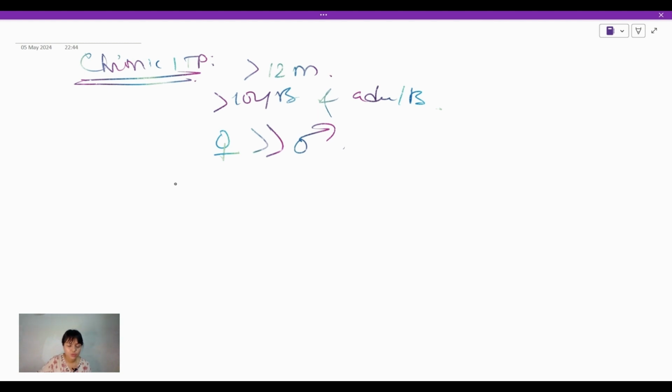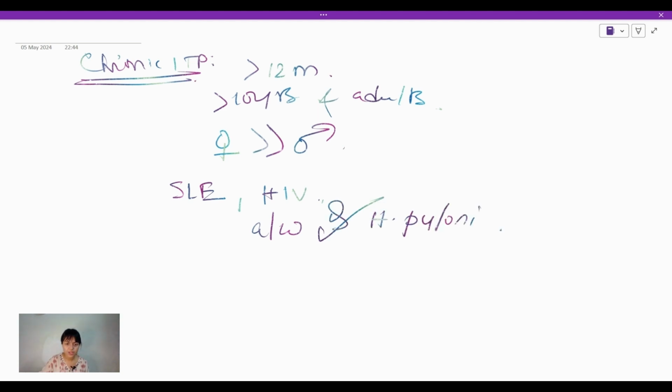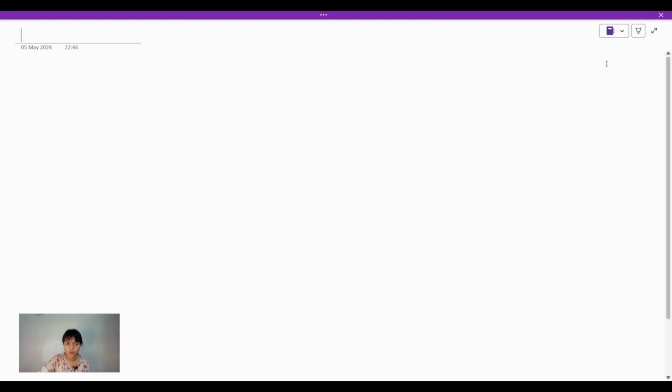And if you are finding a case of chronic ITP, you should always search for a secondary cause, that is, whether the child is suffering from any primary autoimmune disorder like SLE, whether the child has HIV, okay, and chronic ITP is also associated with infection by H. pylori. MCQ, right? Yes. So suppose you already got a case of chronic ITP. How are you going to manage? So what is the treatment?